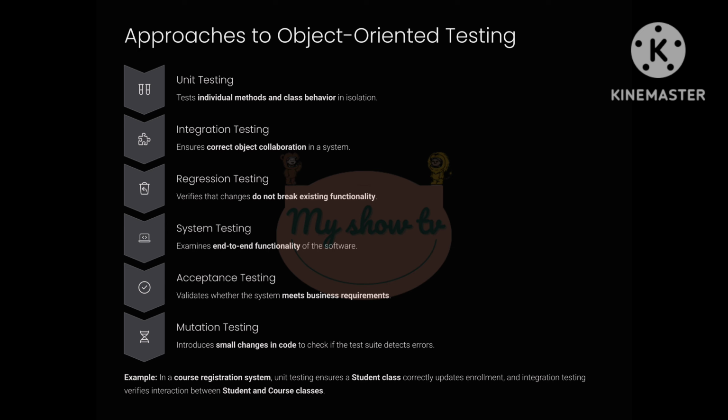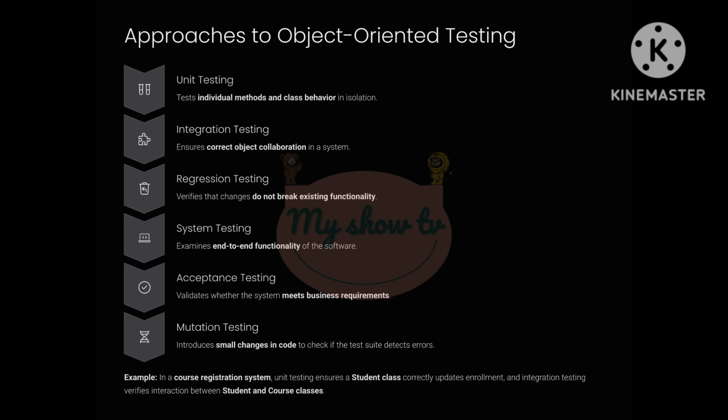3. Regression testing. Ensures that new code changes do not break existing functionality. Example, adding a new feature in an e-commerce app and testing whether existing cart functionalities still work. 4. System testing. Tests the entire application as a whole to check if it meets user requirements. Example, testing whether a banking application allows seamless fund transfers, bill payments, and account management.